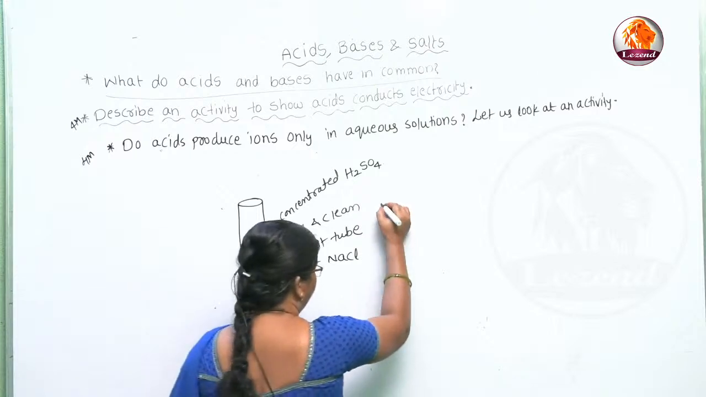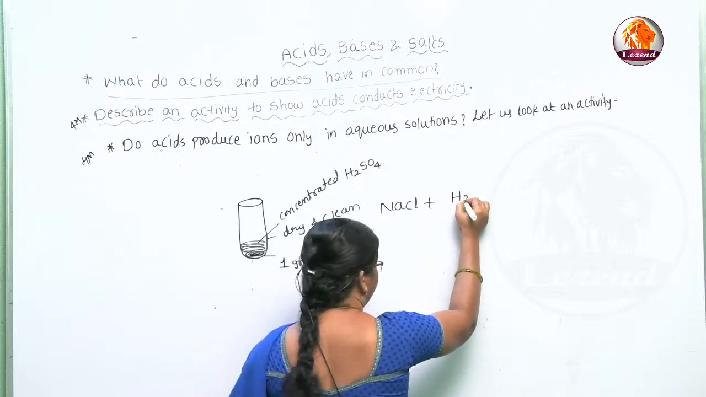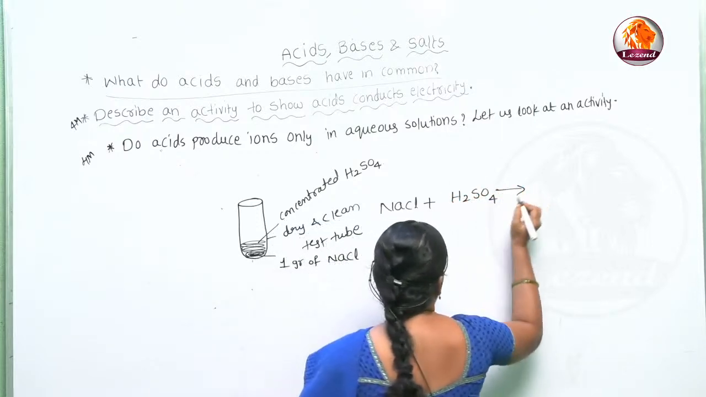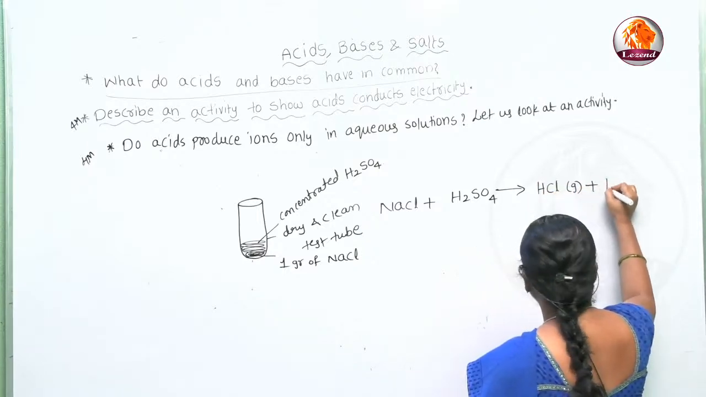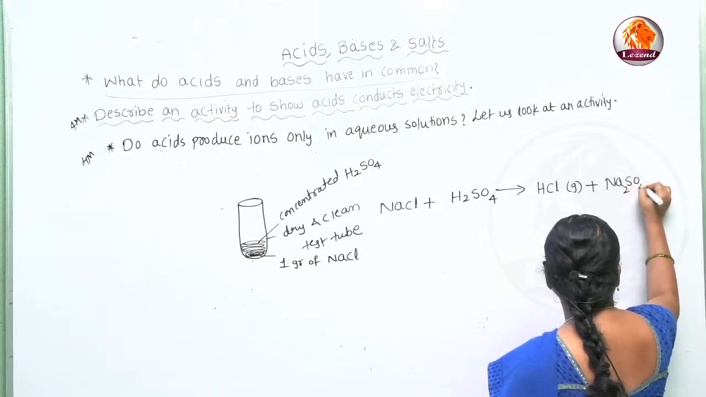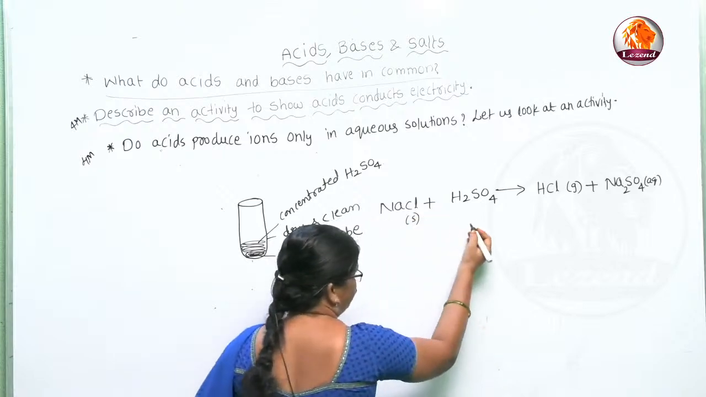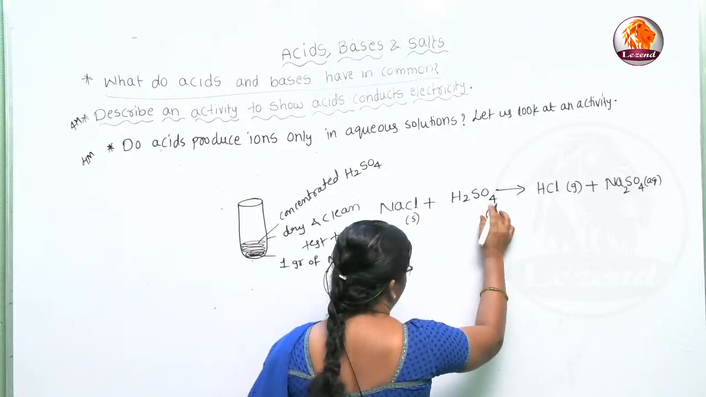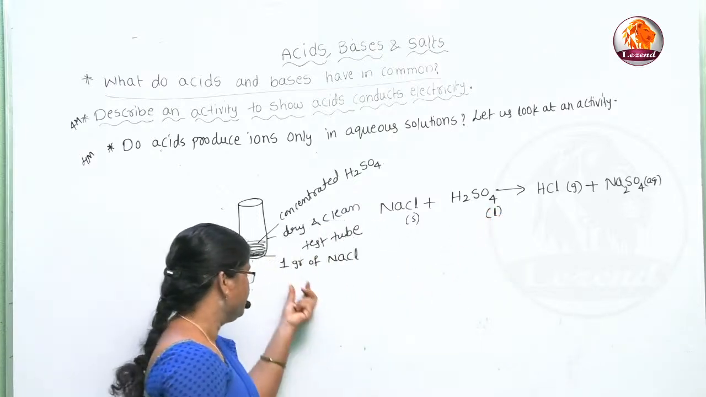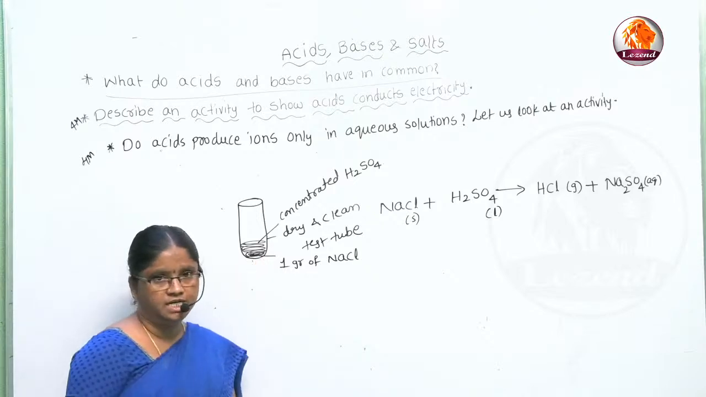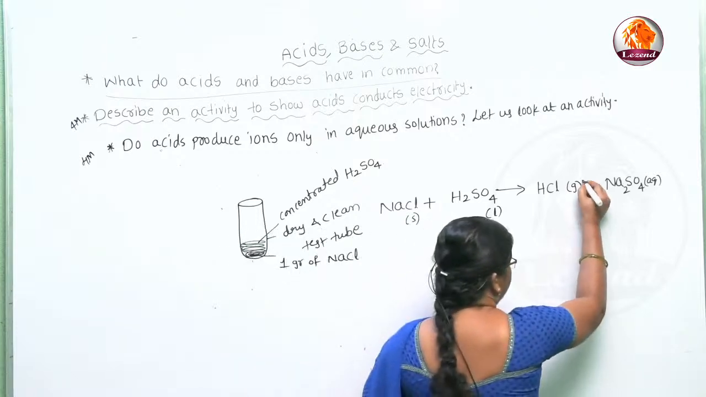When sodium chloride reacts with sulfuric acid, which gas do they release? Look here: hydrochloric acid in the form of gas, and also sodium sulfate like a salt. This is solid. Sulfuric acid is not aqueous here; concentrated solution means it is like a liquid. We considered 1 gram of sodium chloride in a dry and clean test tube and added concentrated sulfuric acid. So which gas is releasing here?